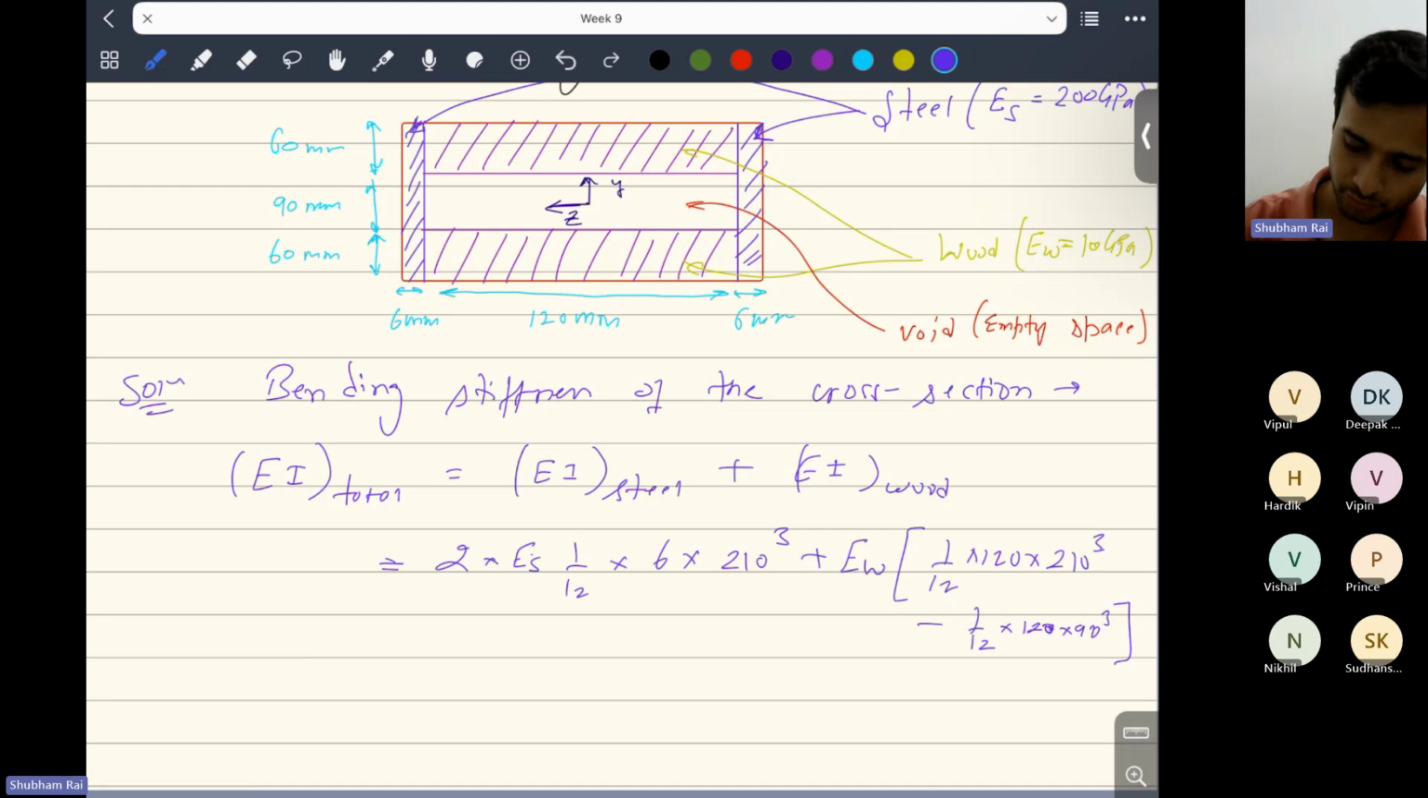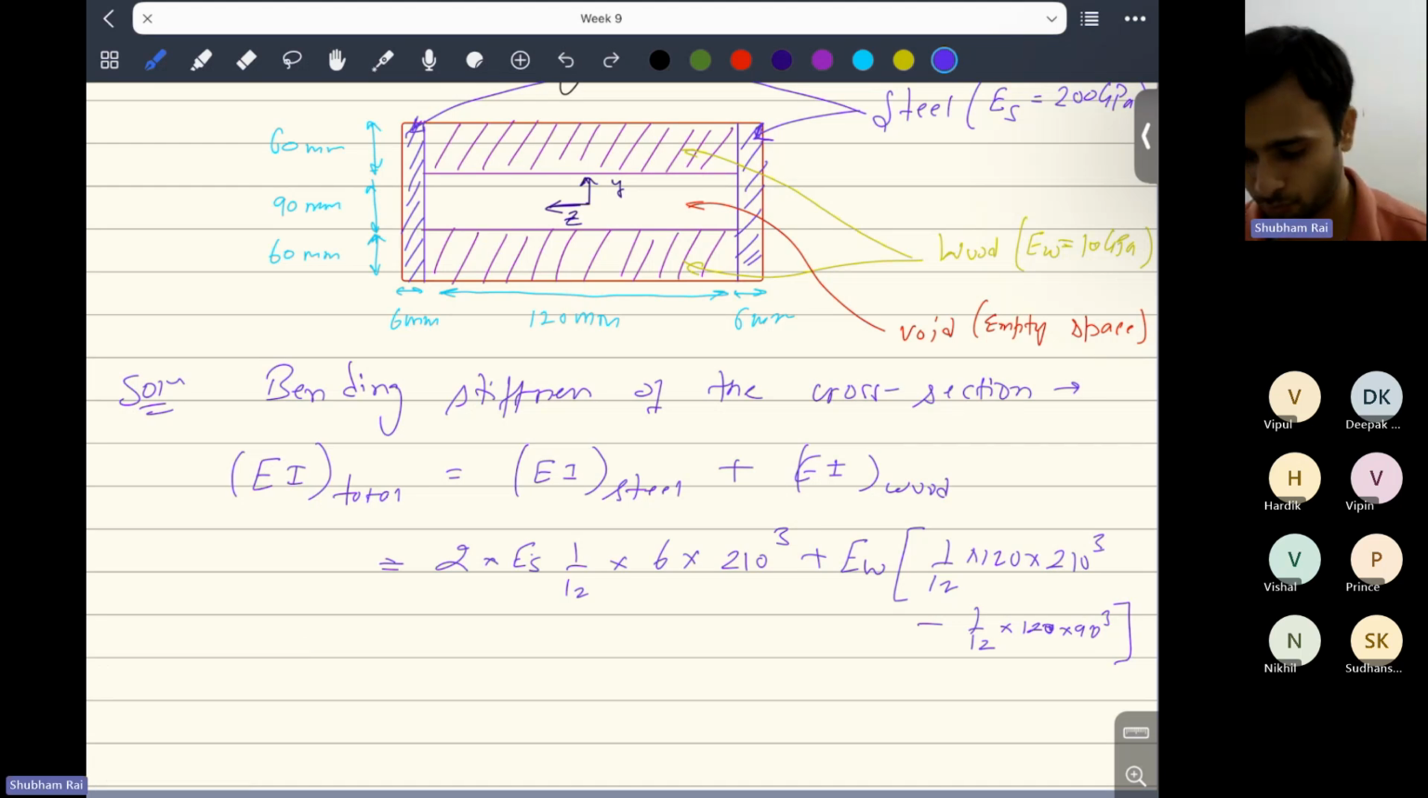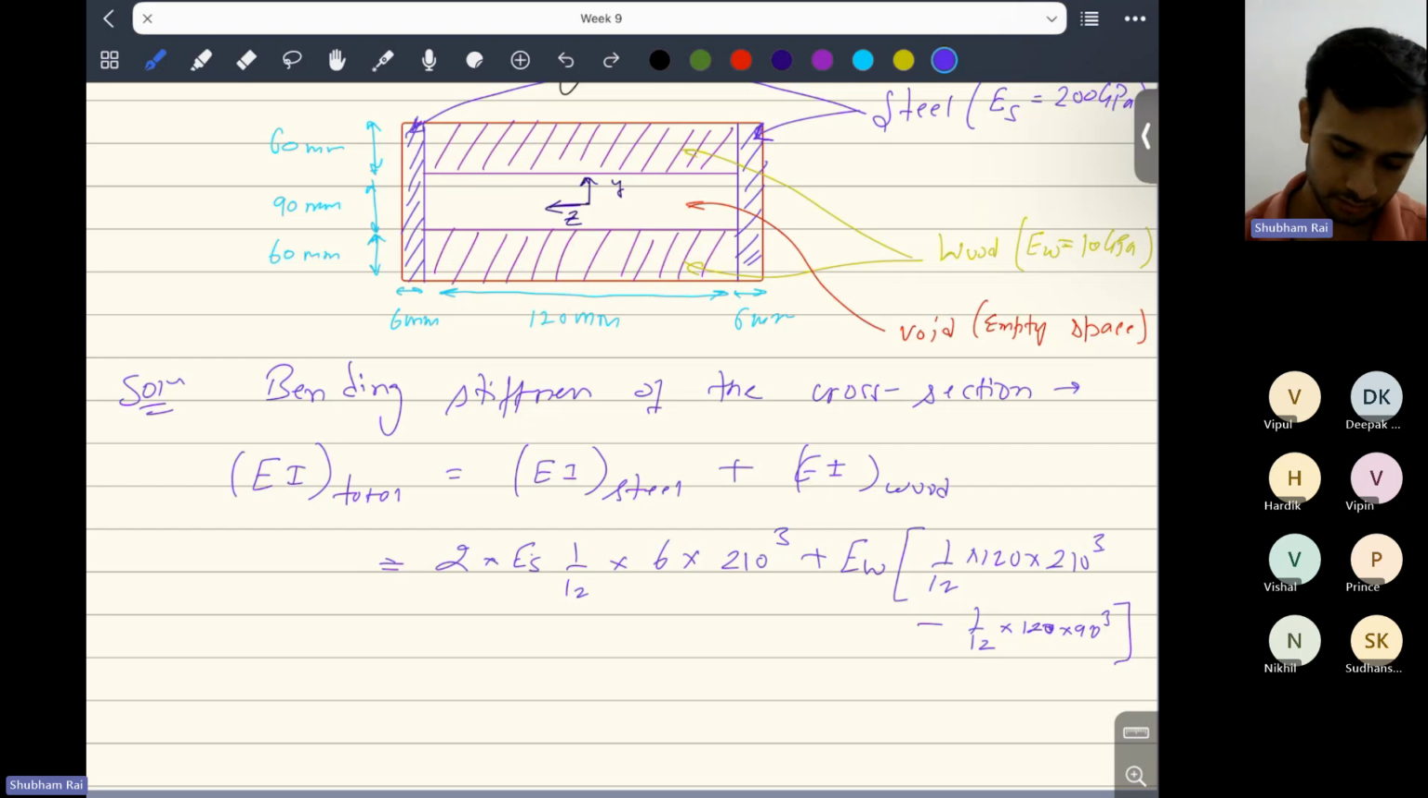EW and ES will have to be put in megapascal, because dimensions you have put in mm. So megapascal is Newton per mm square. So the final answer will be Newton mm square, because I is mm to the power 4. Finally, you will have the value of EI total. Once you have the value of EI total, that will be Newton mm square.